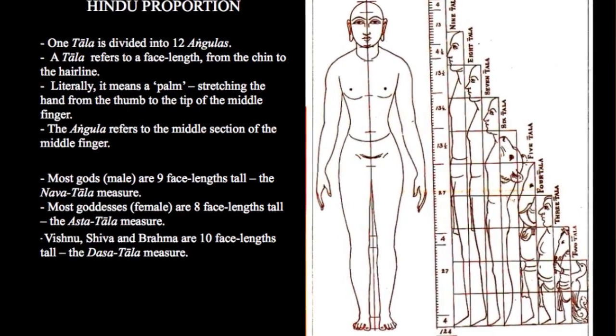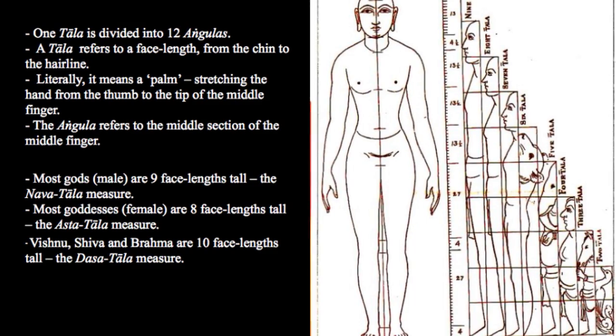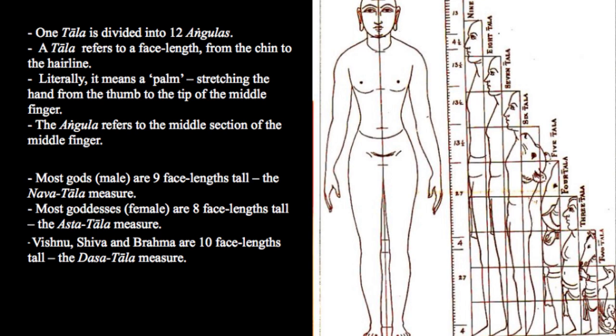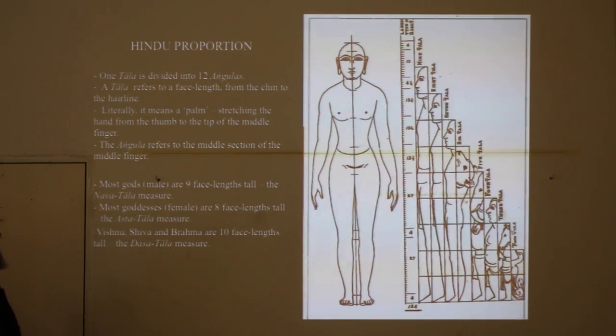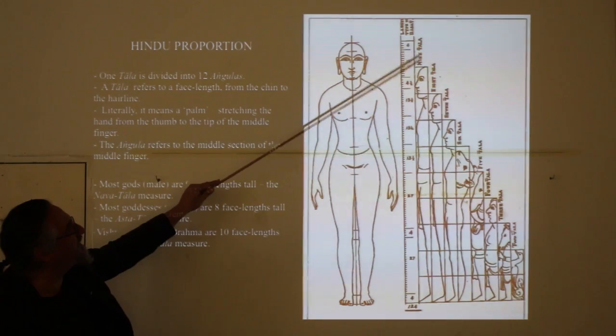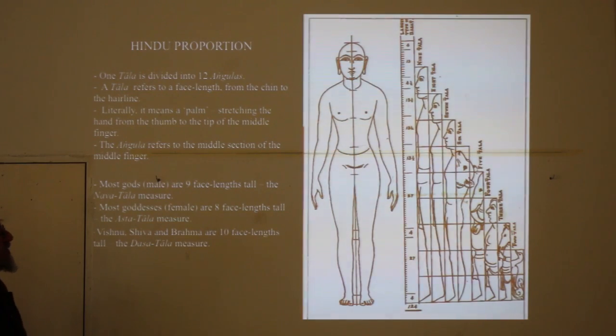Using the face length, which is to say the tala, most male gods are 9 face lengths tall, 9 being nava in Sanskrit. So the navatala measure means the 9 face length measure. Most goddesses are 8 face lengths tall. That's the asta tala measure. But Vishnu, Shiva, and Brahma, who are the 3 great gods, the Trimurti, are 10 face lengths tall, typically the dasa tala measure. So you can see that this system of measure goes from the 10 to the 9 to the 8, and as you keep on going down to the Gandharas or Ganesh or other figures, the dwarfs and so on, you can get as low as 3 or even 2 face lengths tall.